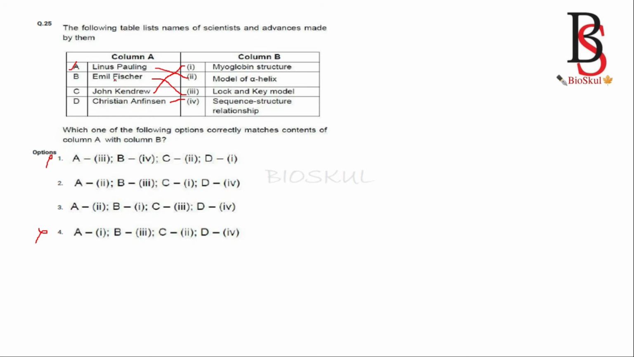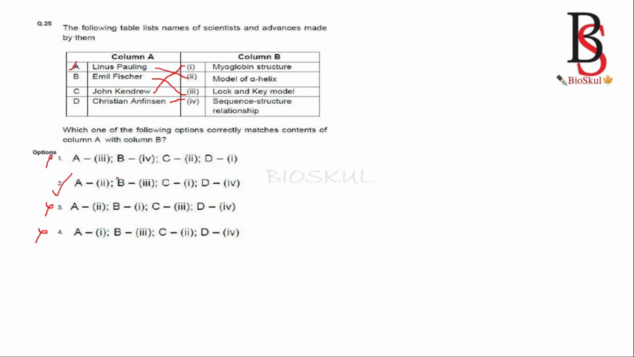And B is 3. A2, B3 is the correct one and this one is wrong. So if you know the linear spooling model of alpha helix and the lock and key model of enzyme, then also you can solve this question.